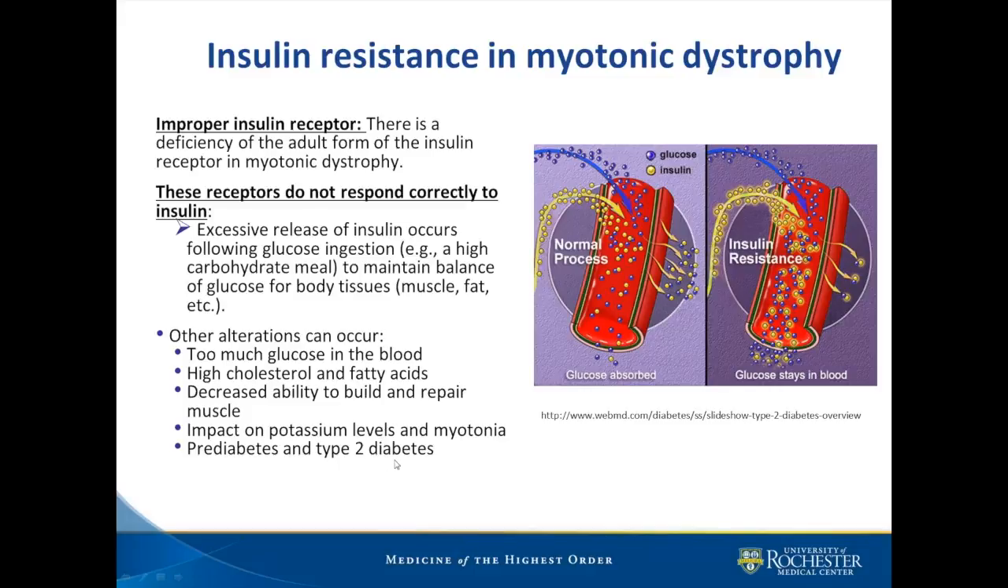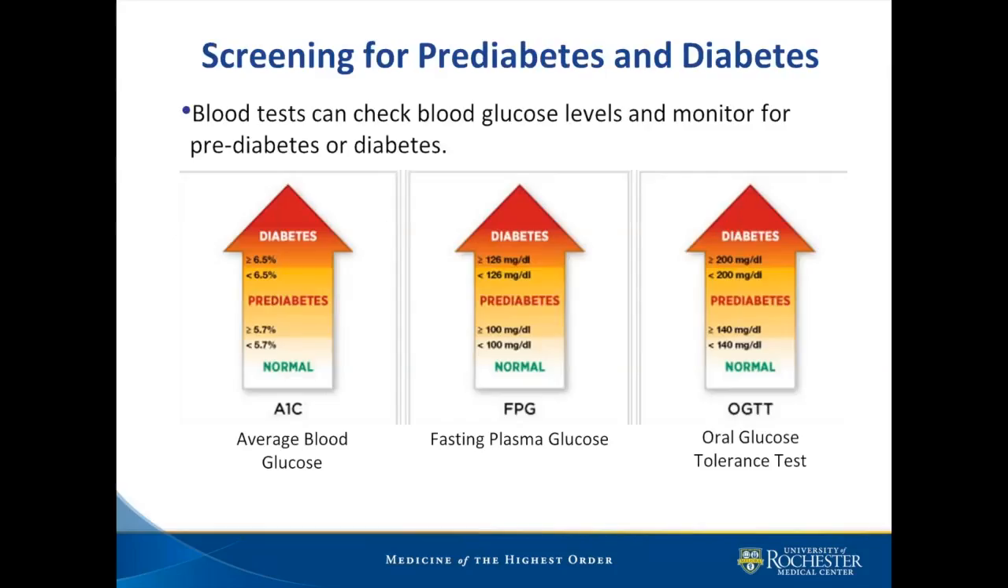On top of that, insulin at even very low levels is an important regulator of potassium. And if that regulation is not working properly, it aggravates muscle stiffness and myotonia. Now, if you're going to screen a patient, and very often patients with myotonic dystrophy do, just like the rest of the population, require screening for prediabetes.